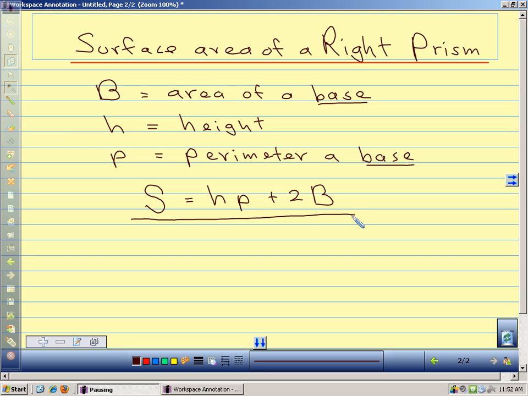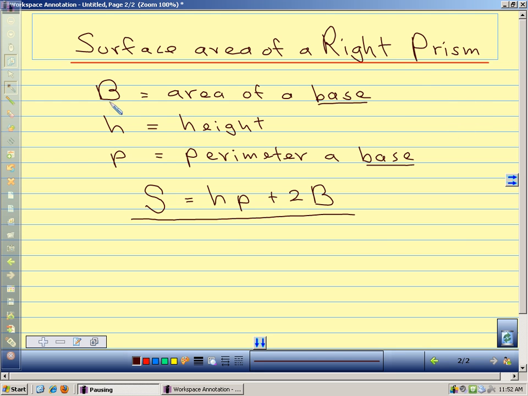Now the formula that we talked about before, the one we used on the opener, only works for right rectangular prisms. This formula works for any prism, including right rectangular prisms. So the one we talked about before was kind of a special case. This one will work for anything, as long as it's a right prism.